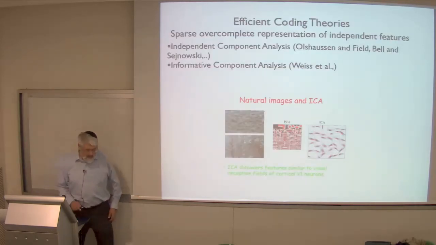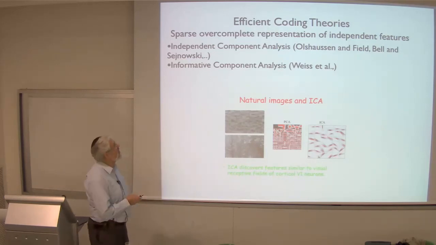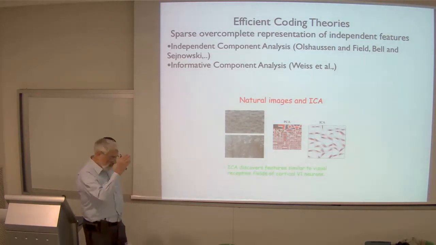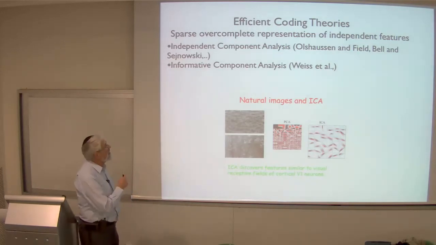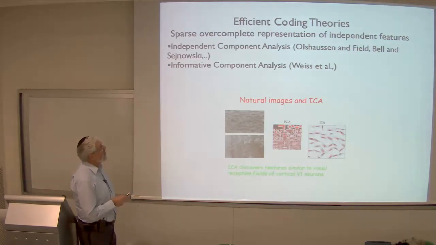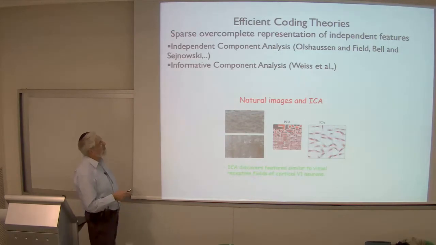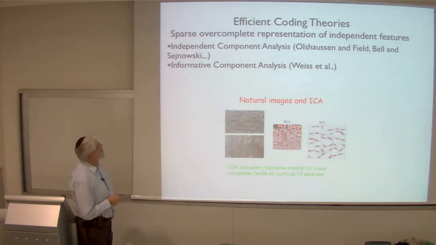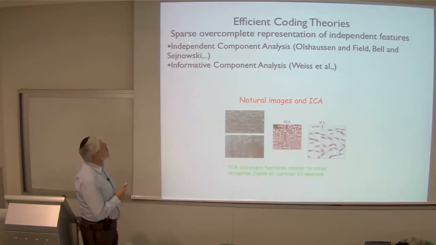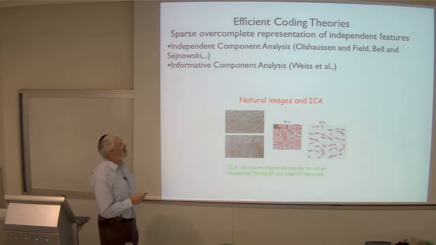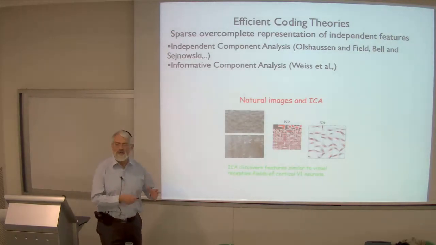Okay, now there are several types of these models. Efficient coding theory, starting from all the ideas of Barlow, and then Attick and Redlich, and then more recently in the 90s, Olshausen and Field and Bell and Sejnowski, and ongoing versions of them, for instance, Yair Weiss and collaborators. They are basically telling us, I think most of them, that V1 is trying to generate a sparse overcomplete representation of independent features or important features.